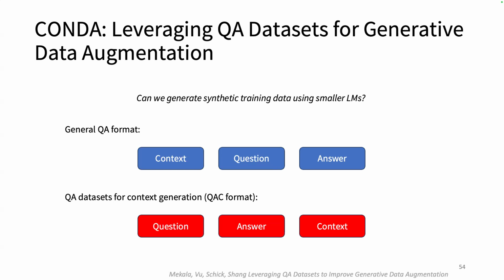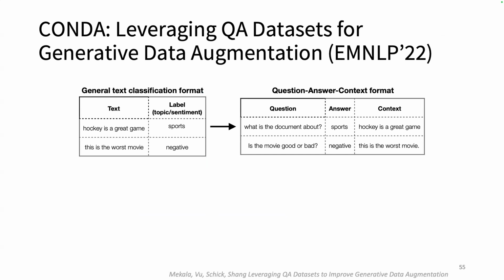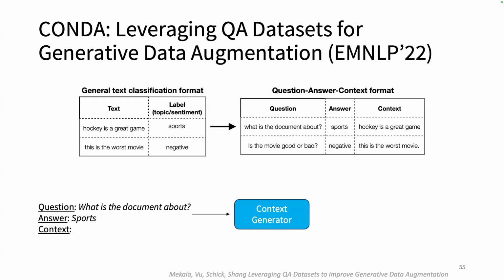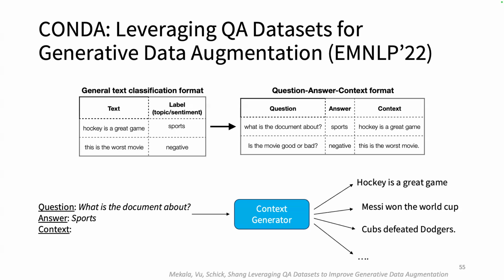And we use this context generator LLM to generate training data for text classification tasks. For this, we convert the text classification format into the question-answer-context format. For example, if you have "hockey is a great game" and the label is sports, we come up with a question, which is what is the document about? And the answer is sports, and the context is "hockey is a great game." Whenever we want to generate training data for a label, we just prompt this context generator with a question and answer, and it would generate data as much as we want.